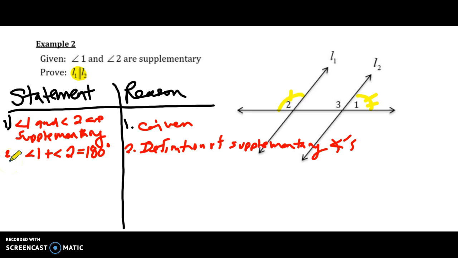Now I need to develop new information from this diagram. So what do I see? I see that angle 3 and angle 1 are a linear pair. Definition of a linear pair. Right? It's what they look like.